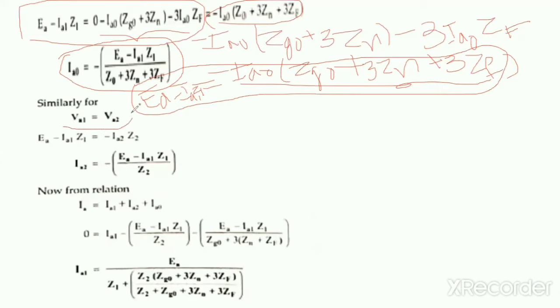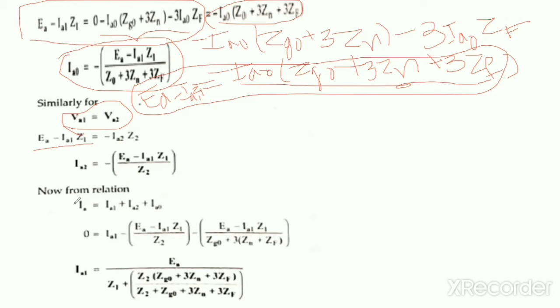Similarly, VA1 is equal to VA2. What is the VA1? That is EA minus IA1 into Z1. VA2 is equal to minus IA2 into Z2. Then we write down IA2. What is the formula for IA2? IA2 is equal to minus of EA minus IA1 into Z1 by Z2.